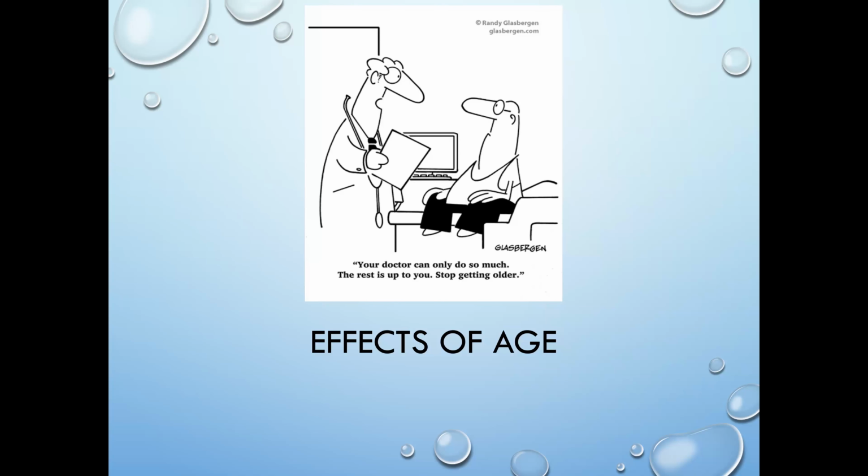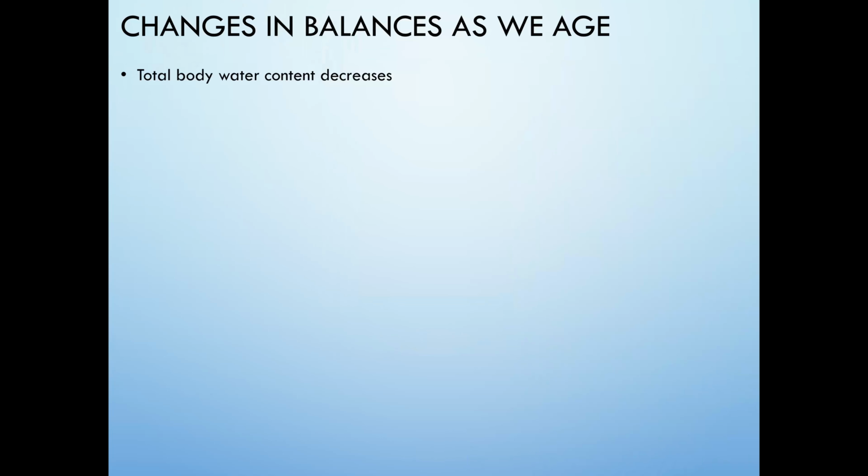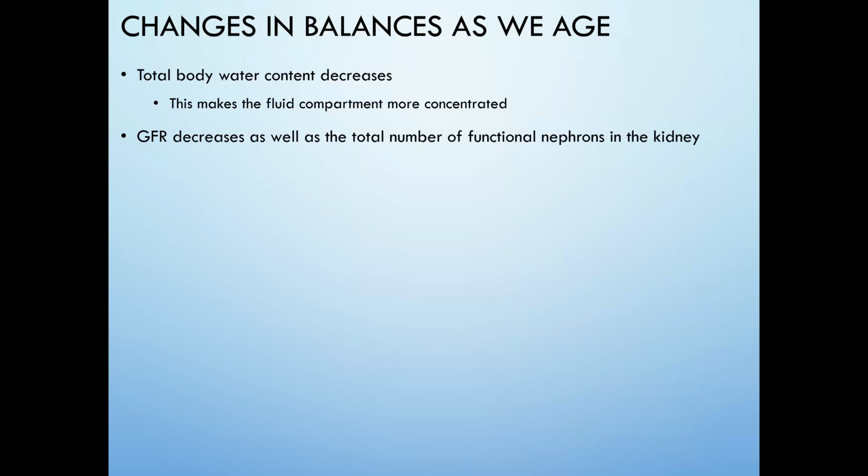And so for our last section, we'll look at the effects of age. We're going to focus on how your ability to maintain these balances changes as you age. First, as you get older, your total body water content decreases, and this makes the fluid compartments more concentrated because you are losing water, so you have more solute compared to water. The glomerular filtration rate also decreases, as does the total number of functional nephrons in the kidney. This can decrease the kidney's ability to regulate pH and fluid balance.